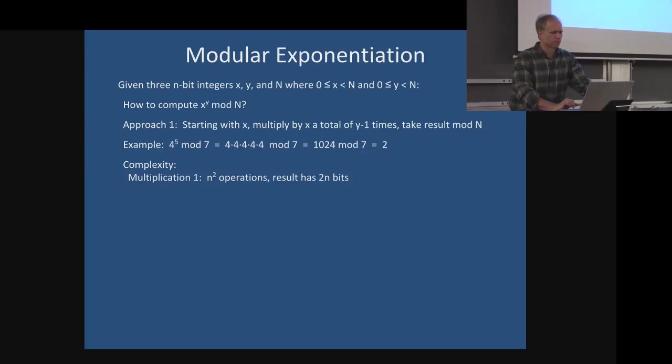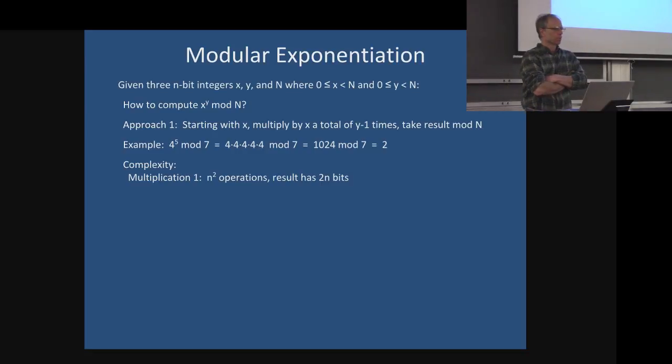The first multiplication is n squared, let's say. We won't worry about Karatsuba multiplication. And the result is twice as long as the first number we started with. So n squared operations, and the result has 2n bits.